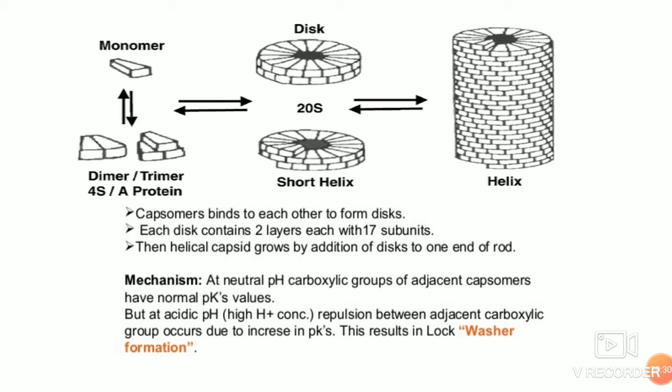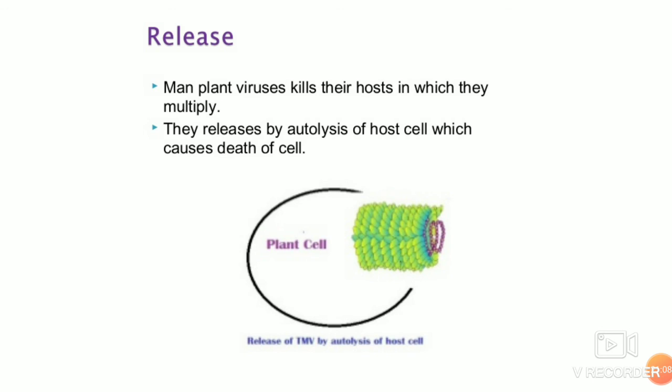At neutral pH, the carboxylic acids of the adjacent capsomers have normal pKa values, but at acidic pH, repulsion between the adjacent carboxylic groups occurs due to an increase in pKa. This results in lock washer formation, and there is aggregation of these capsid protomers. Once the aggregation happens, the loops formed by the RNA, that is the OAS, the RNA origin of assembly, attract these 20S monomers, and then assembly moves in the 5' and 3' directions both.